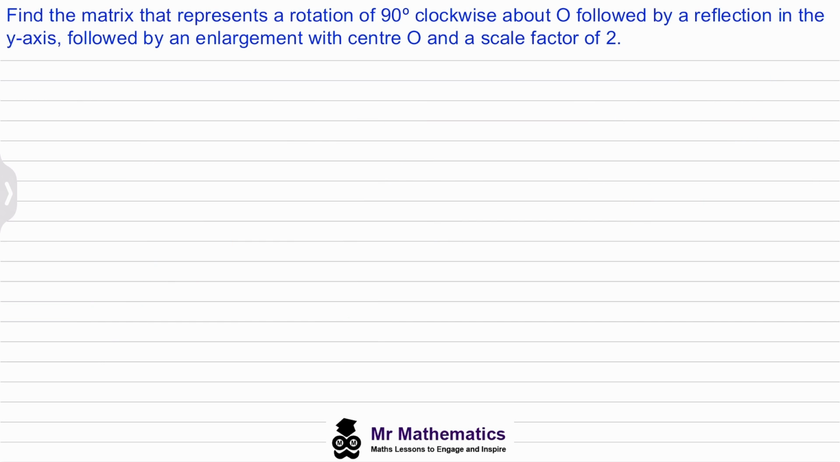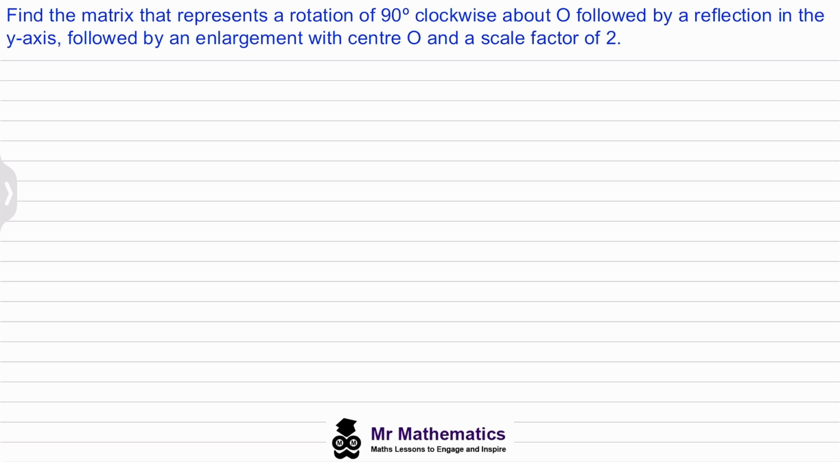In this example, we've been asked to find a matrix that represents a rotation of 90 degrees clockwise about the origin, followed by a reflection in the y-axis, and then followed by an enlargement with center 0 and a scale factor of 2. So perhaps you want to try this question yourself. You can pause the video, and when you come back, we'll go through the worked solution.